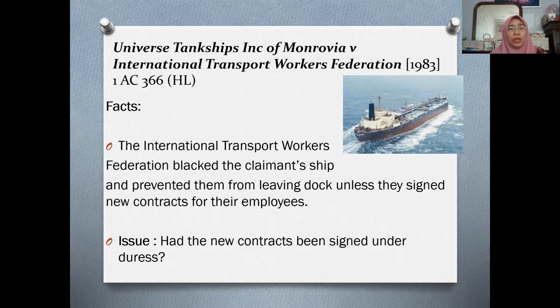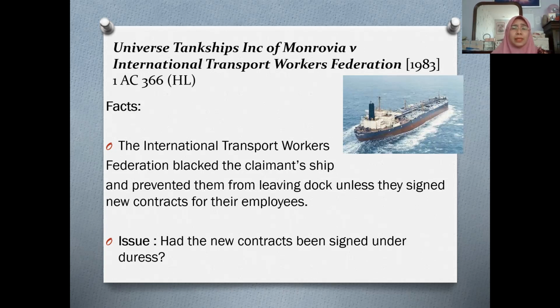Okay, another case relating to economic duress. This is 1983, a judgment by the House of Lords. Universe Tankship Incorporation of Monrovia and International Transport Workers Federation. So it's a ship against the union, actually, the workers federation here. So the International Transport Workers Federation blacked the claimant ship. They marked the ship and prevented it from leaving dock unless the owner of the ship signed a new contract for their employees, asking for more benefit, more payment whatsoever.